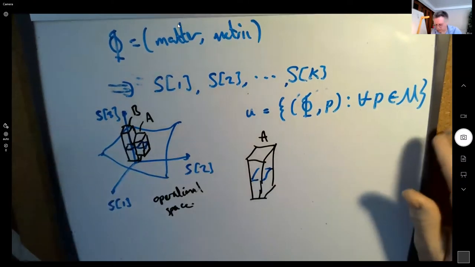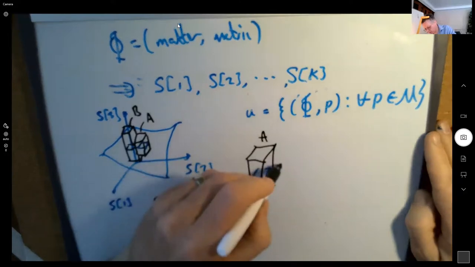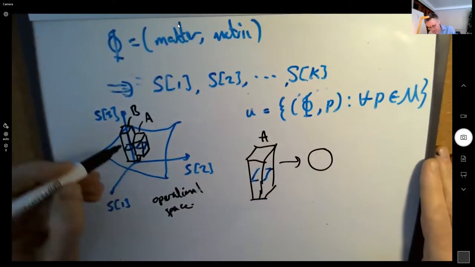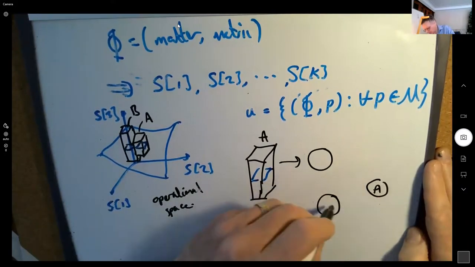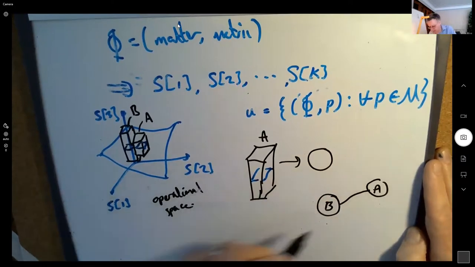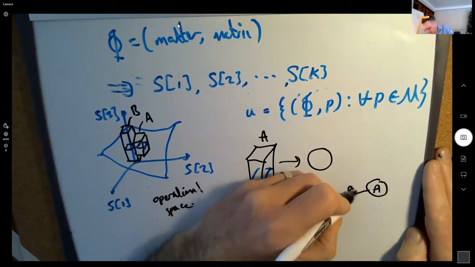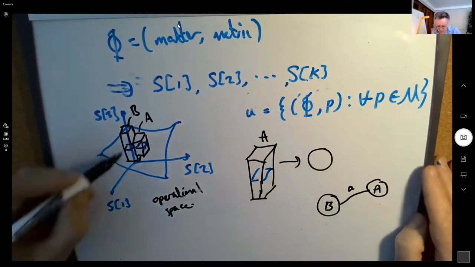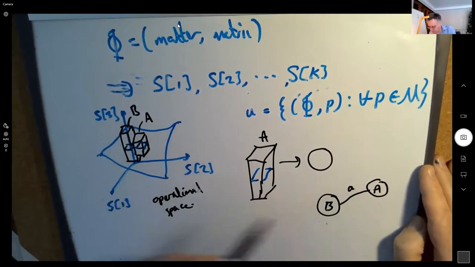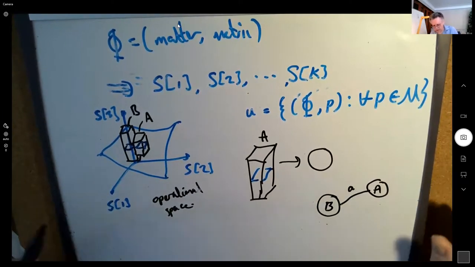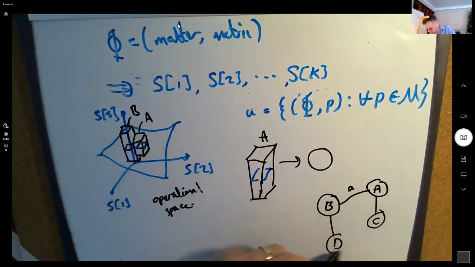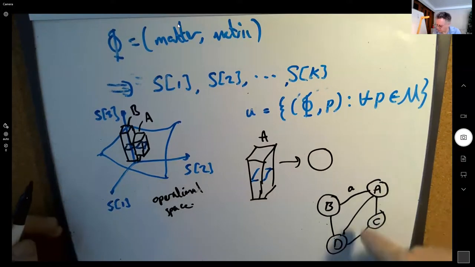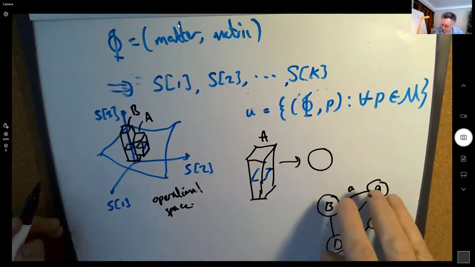And you can set up general relativity in terms of these operations. So I'm going to turn that operation into a circle. Then we have two operations like A and B, and they're touching each other in operational space. You can represent that by two circles with a surface connecting them. That surface I represent by A, and so on. You can have a more general situation where I have various of these boxes which are in contact with one another, and then I can draw the circuit corresponding to that.